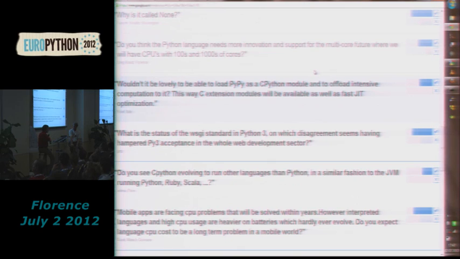Wouldn't it be lovely to be able to load PyPy as a CPython module and to offload intensive computation to it? This way, C extension modules will be available as well as fast optimization. Didn't Armin and Antonio present something in Vilnius? That sounds more like a question for the PyPy team. I suppose it would be lovely if you could do that, but I think that making it happen falls squarely in the domain of the PyPy team. They have to work on making that happen, if they're at all interested.